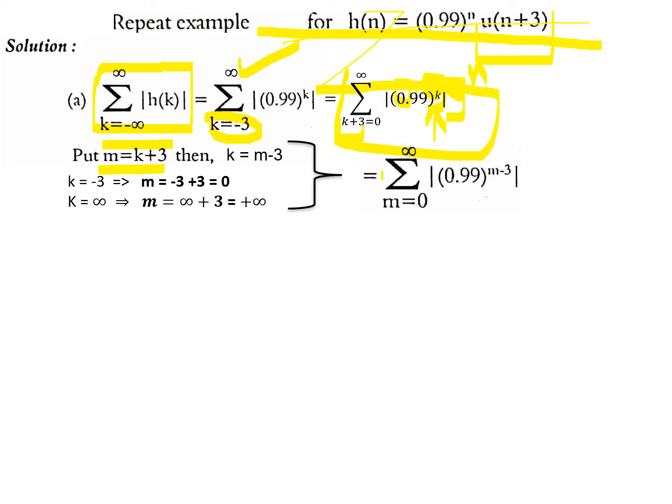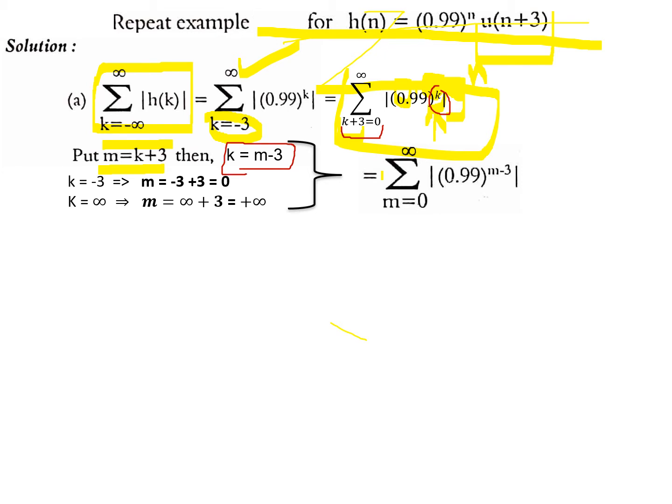See here. Here actually k plus 3 is there, no? I have written m is equal to 0. Here k is there, no? For k, I have written m minus 3, because see, k is equal to m minus 3. Therefore, I have written like this.